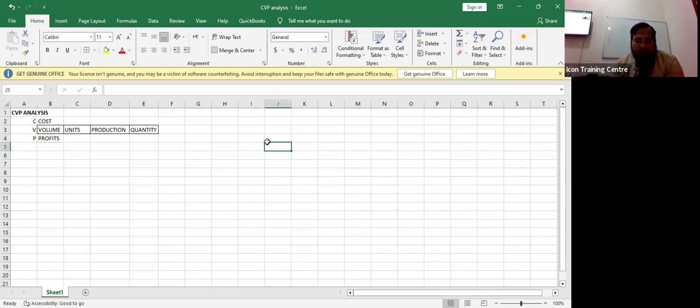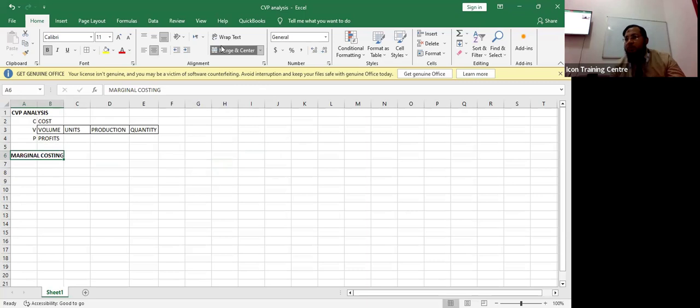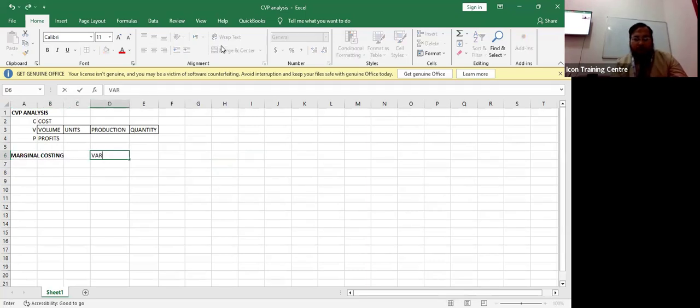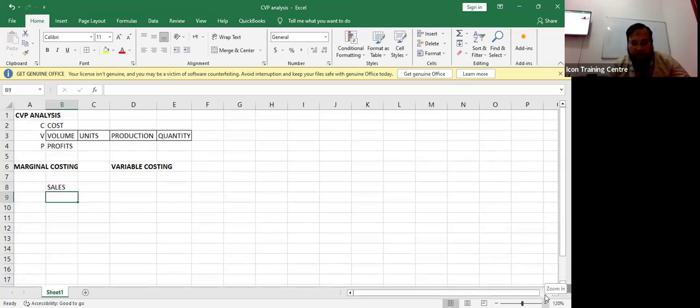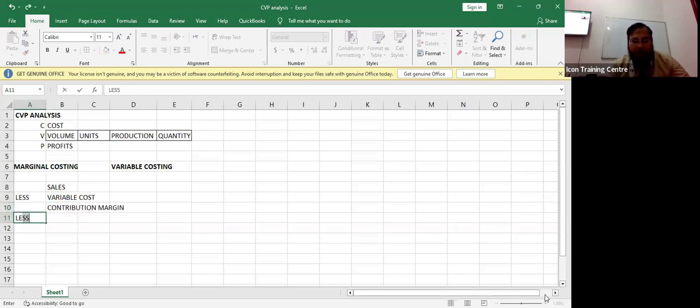So the first thing is we try to follow marginal costing. In accounting, marginal costing is a very interesting concept, and it talks about variable costing. We also call it variable costing because our main focus is on variable cost, not on fixed cost, right? And we subtract variable cost. Then we are left with contribution margin, right? Then further, we also subtract fixed cost, and we are left with operating profit, right?